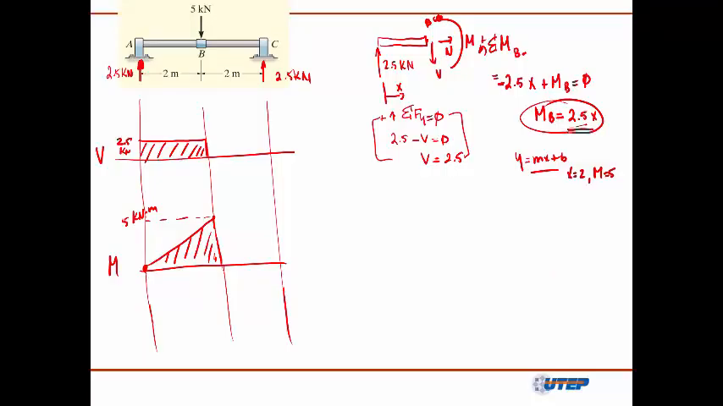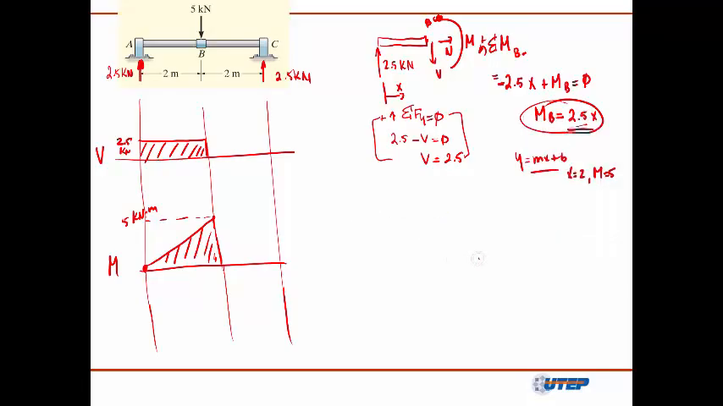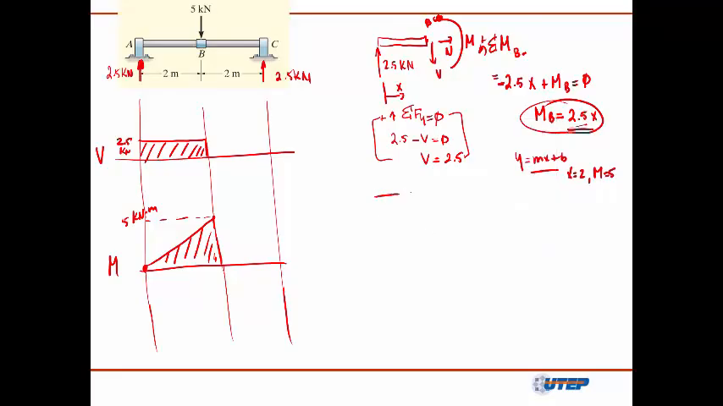Now let's take a look at the second part, to the right of B. Let me do it a little higher so we can see. To the right of B, I have the 5 kilonewton force, and then here my 2.5, and then here my distance of 2 meters.